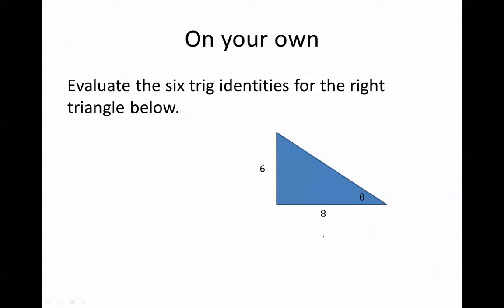All right, welcome back. This was the problem you had to do on your own. Let's go ahead and do it together. We're looking for the 6 trig identities. So we need sine theta, cosine theta, tangent theta, as well as cosecant theta, secant theta, and cotangent theta.